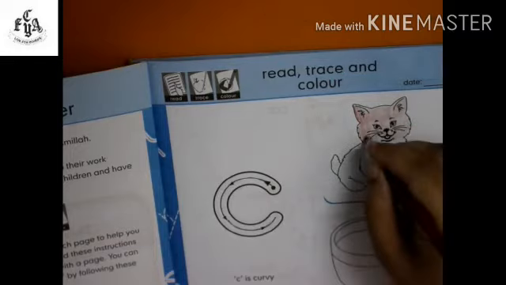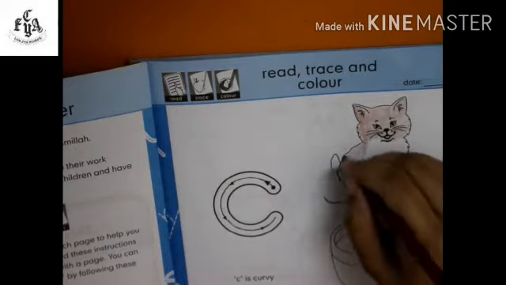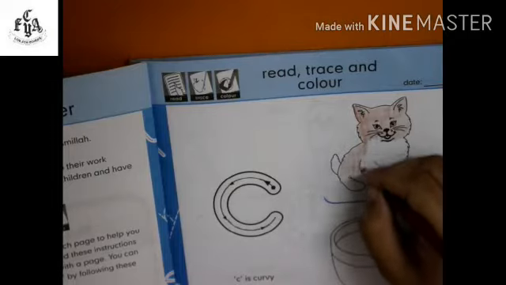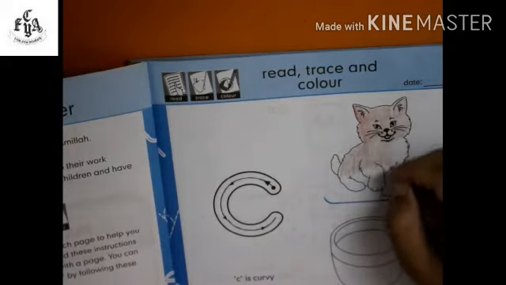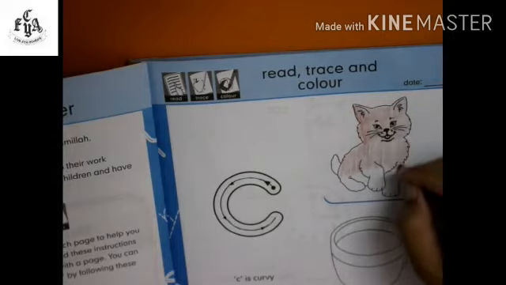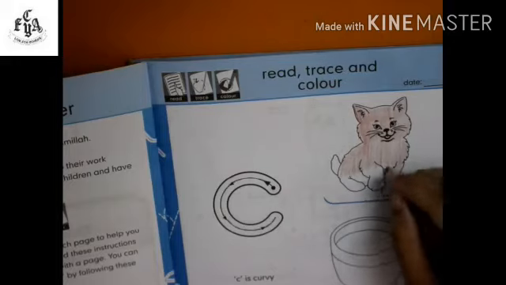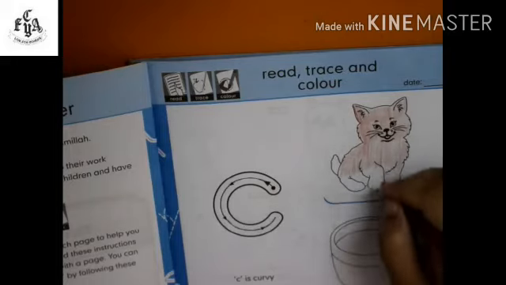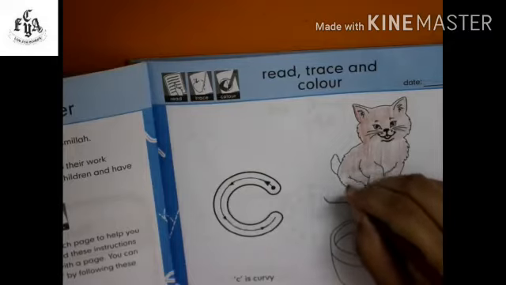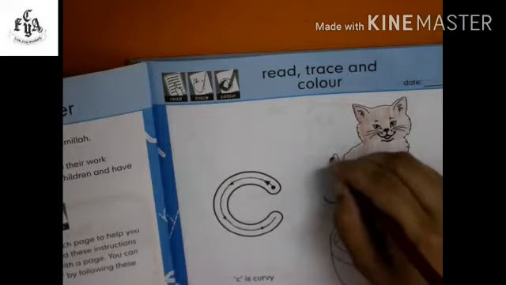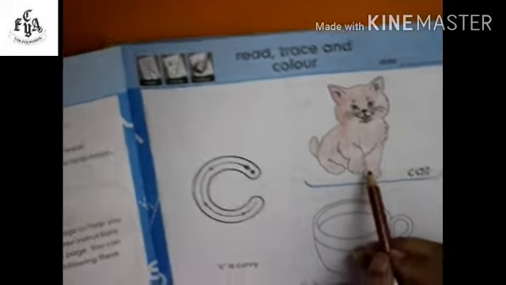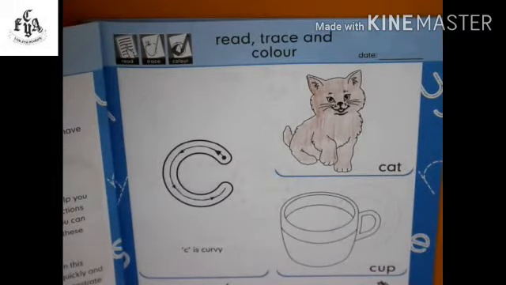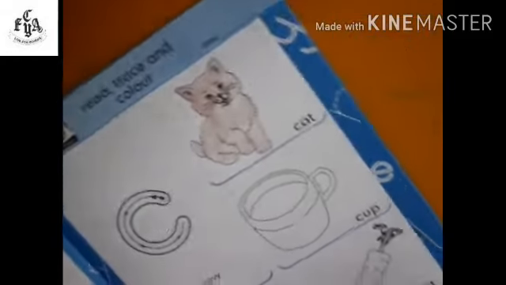You have to follow one direction for the coloring strokes. If you are doing up and down, then you will follow the up and down direction for the whole object. And if you are following left and right, then for the whole object, your strokes should be left and right. Now my cat is looking very pretty. K, cat.